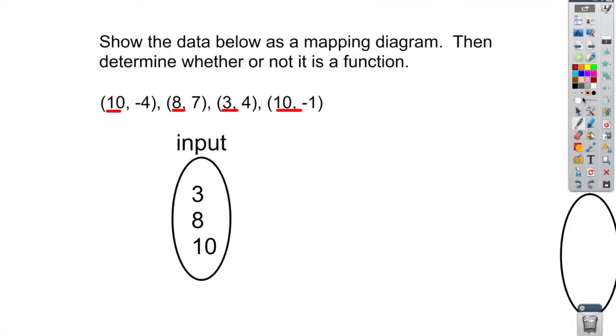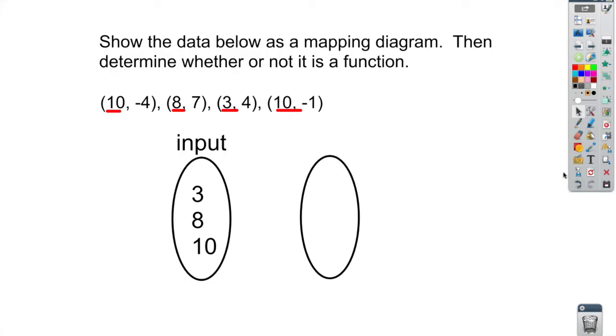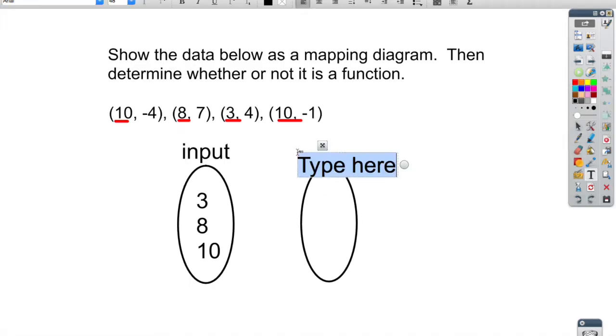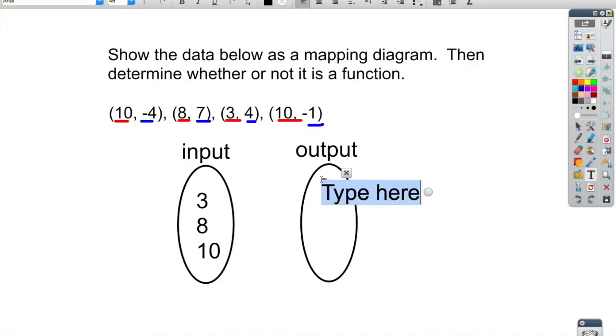All right, then I grab another oval, a little bit of space in between, and I label it output. If I look over here, the outputs are -4, 7, 4, -1. And if I put that in order from least to greatest, that would be -4 first, then -1, then 4, and then 7.